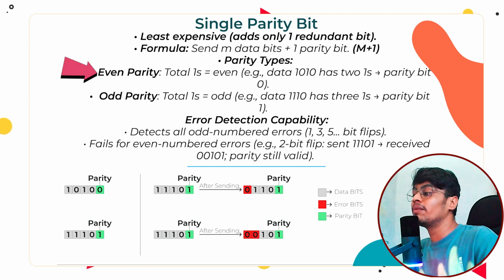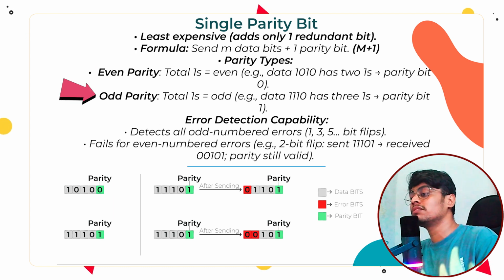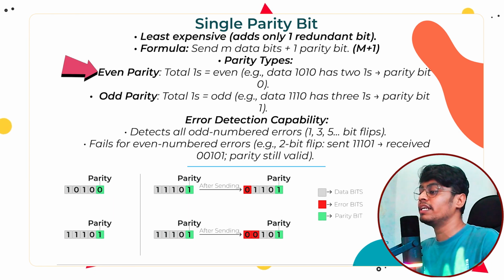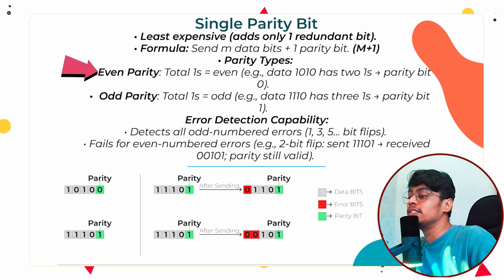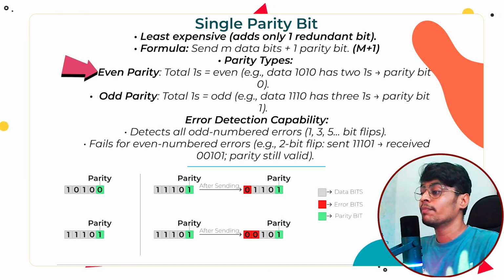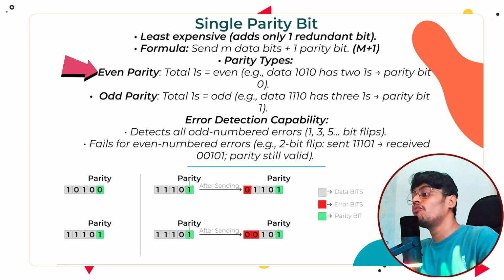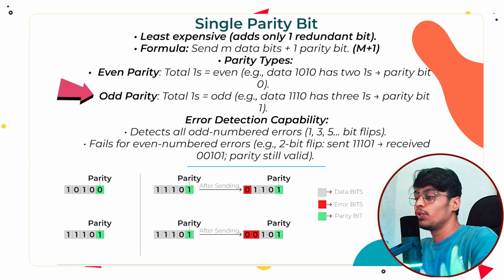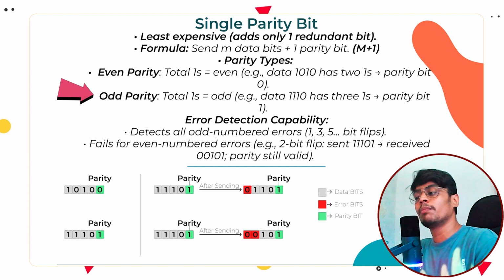Here we can use even parity or odd parity, and in single parity, even parity is mostly used. Even parity means that the number of ones in your data word should be even. Although you can use odd parity also. Odd parity means the number of ones should be odd.